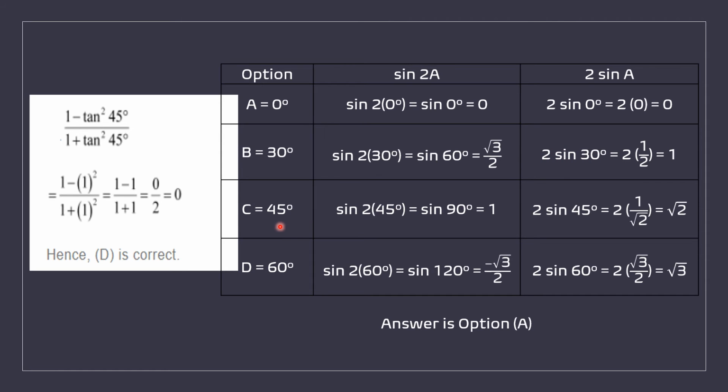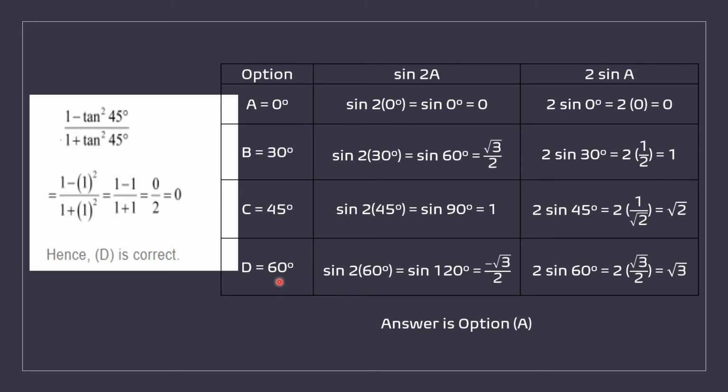Let's go for the third option. C, sin 2 into 45 degrees. C is 45 degrees as given. Sin 2 into 45, sin 90, that is 1 from the table. 2 sin 45, 2 into 1 by root 2, sin 45 is 1 by root 2. 2 by root 2 is nothing but root 2. In this option C also, both are not equal.